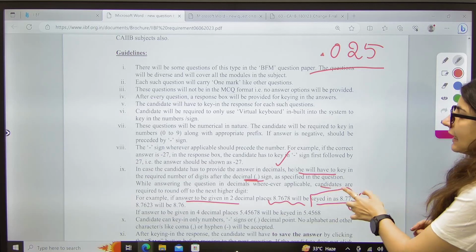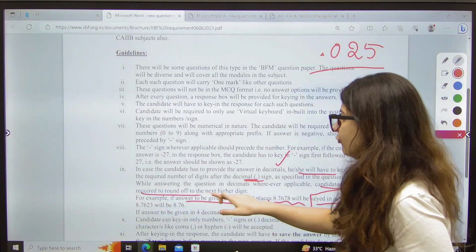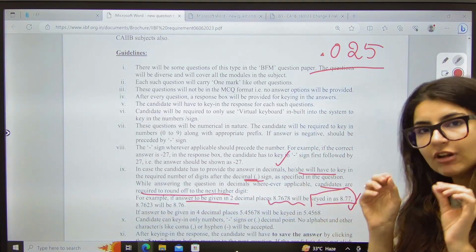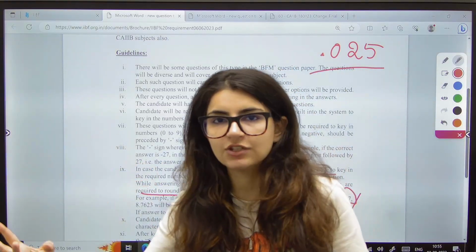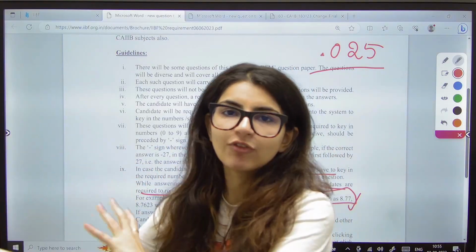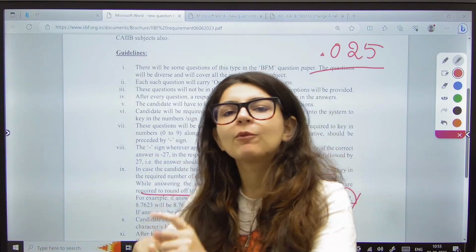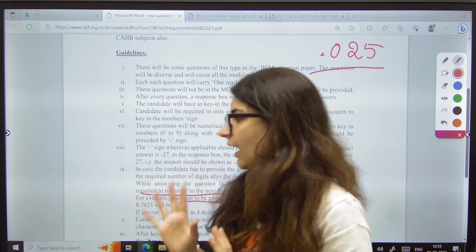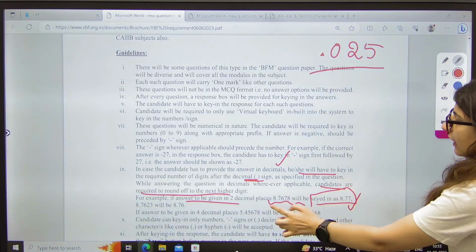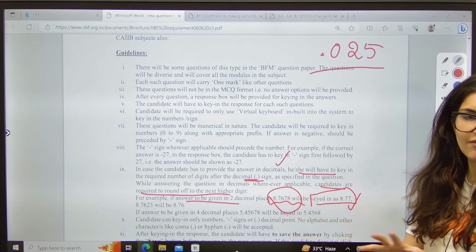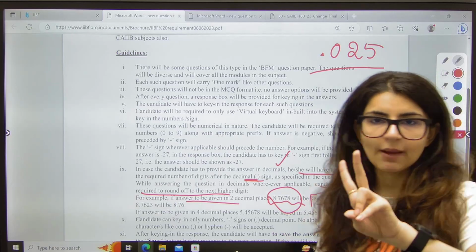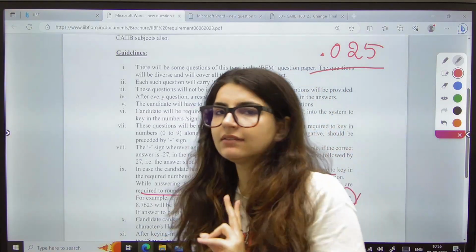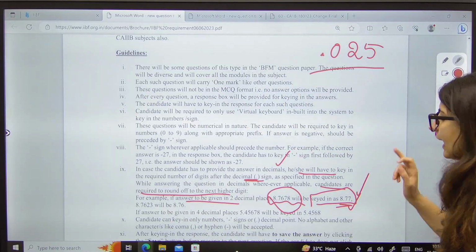It is given here, candidates are required to round off to the next higher digits. So it will be given in the question that you have to answer in 2 digits after the decimal or 3 digits. And if it exceeds the number of digits that are asked in the question, तो आपको next higher number पे round off करना है. Example is given, if the answer that you're getting is 8.7678, so the answer that you will key in is 8.77, क्योंकि हमें सिर्फ 2 numbers decimal के बाद देने allowed है. So the answer will be 8.77.